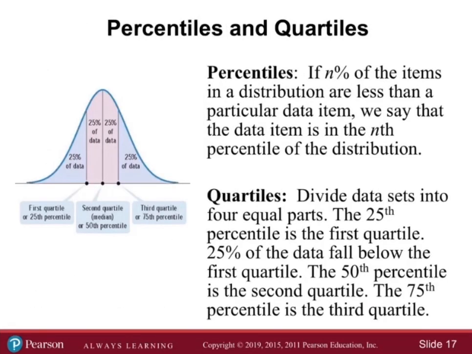So then percentiles. If n% of the items in the distribution are less than a particular data item, we say that the data item is in the nth percentile of the distribution. Okay. And then quartiles divide the data set into 4 equal parts. The 25th percentile is the first quartile. 25% of the data fall below the first quartile. The 50th percentile is the second quartile. And then the 75th percentile is the third quartile. Okay.